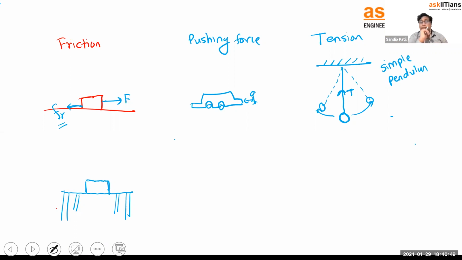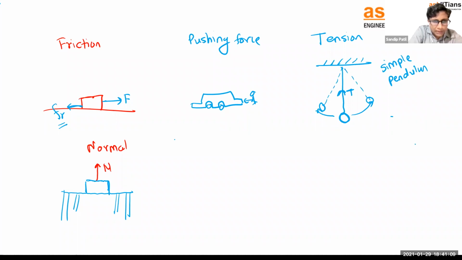So remember, the table is pushing any surface on which any object is kept, right? That surface is going to push that object with some force. That force is called normal force. Remember this part. So this is our, let's say, fourth type of contact force, which is represented by N. N is our normal force.